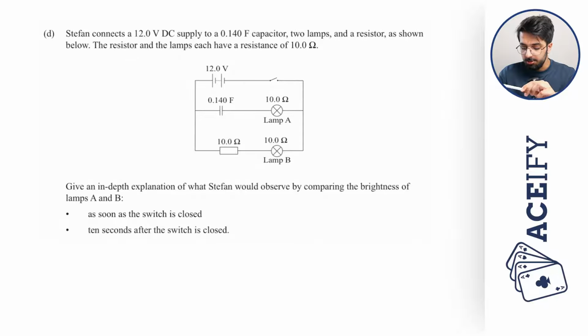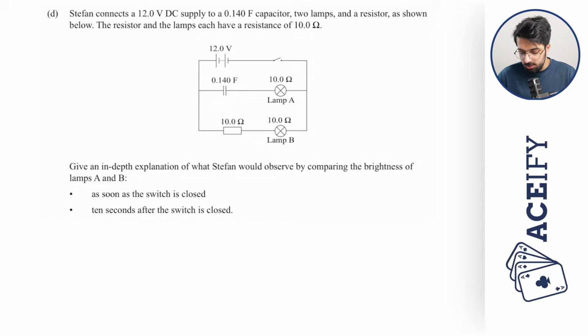Stefan connects a 12-volt DC power supply to a 0.14 farad capacitor, 2 lamps, and a resistor as shown below. The resistor and the lamps each have a resistance of 10 ohms. Give an in-depth explanation of what Stefan would observe by comparing the brightness of lamps A and lamp B as soon as the switch is closed and 10 seconds after the switch is closed.